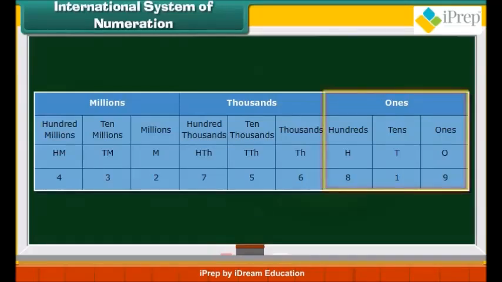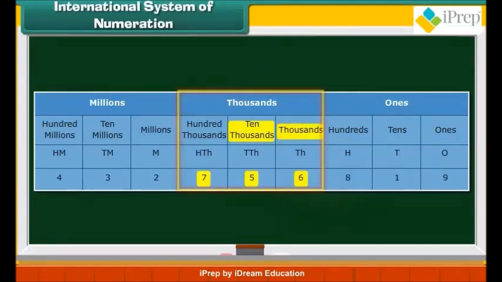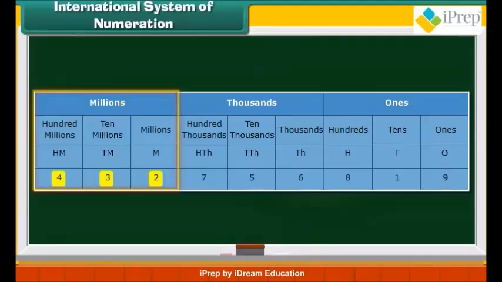Let us look at the International Place Value Chart in detail. The ones group has 3 digits 9, 1 and 8. Each of these digits has a specific place. They are ones, tens and hundreds. Similarly, the thousands group has 3 digits 6, 5 and 7. Their places are thousands, 10,000s and 100,000s. The millions group has the 3 digits 2, 3 and 4. Their places are millions, 10 millions and 100 millions.